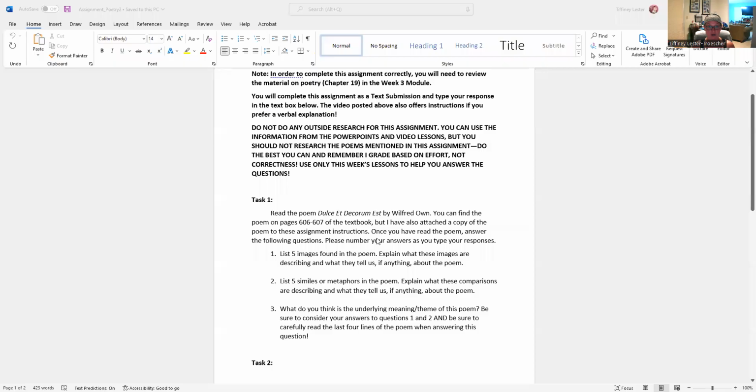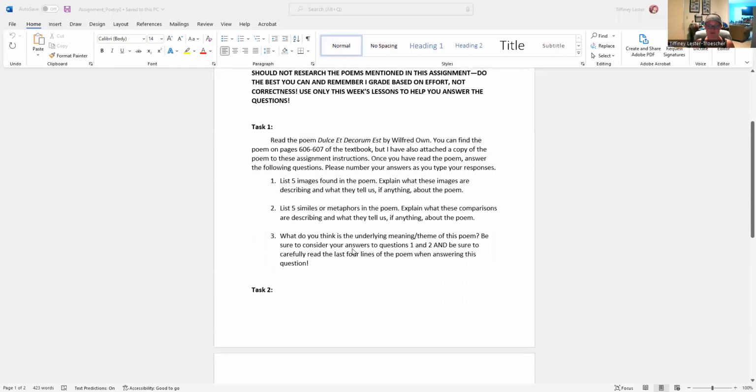So for question 3, what is the theme of Dulce et Decorum Est? Think about what these images and similes and metaphors are telling us. Think about what the last 4 lines of the poem are telling us. What do you think is the theme? Don't tell me that the poem is about war or about how horrible war is. That's the subject matter of the poem, right? That's not the same thing as theme.